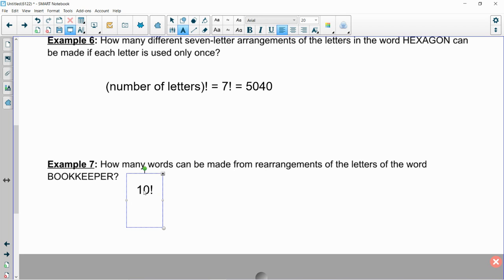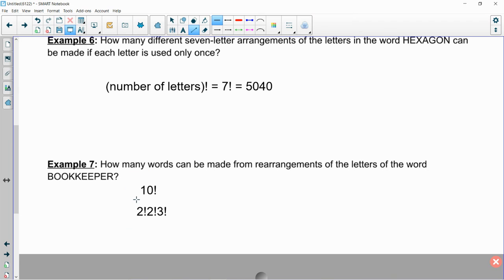Let's work from left to right. The letter B does not repeat. The letter O does, and we see 2 of them, so we have a 2 factorial. Then we see the letter K. There's 2 of those, and then we have to do another 2 factorial. And with the letter E, there's 3 of those, so there's a 3 factorial. And then P doesn't repeat, R doesn't repeat. So now this is what our fraction looks like.